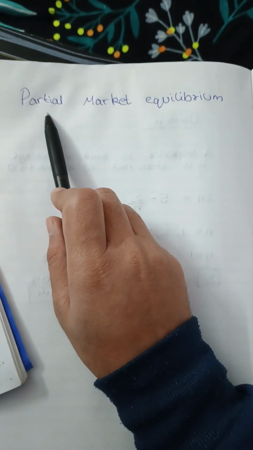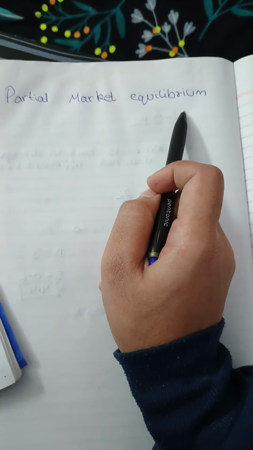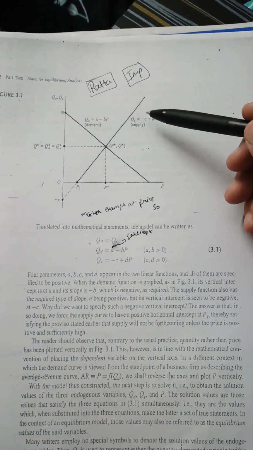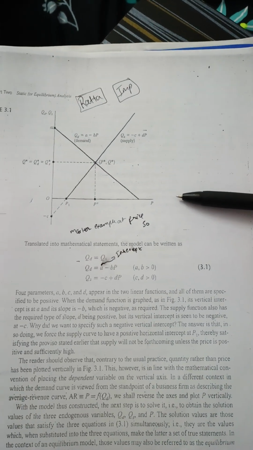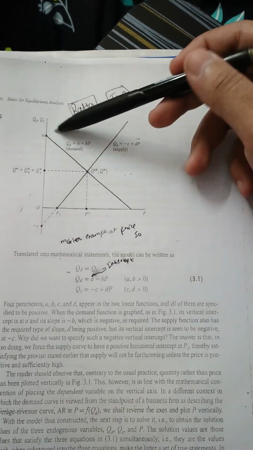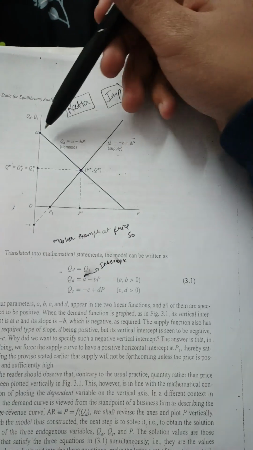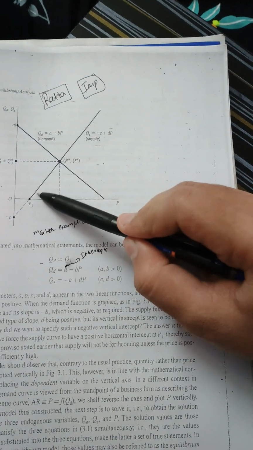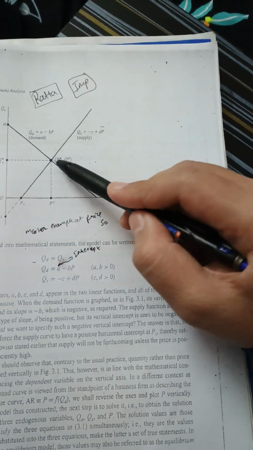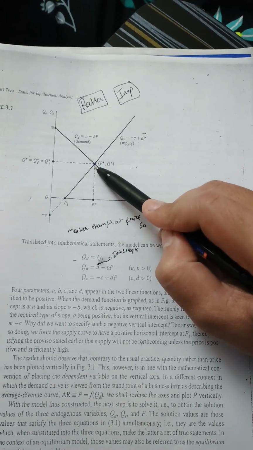So today we are going to do partial market equilibrium, a linear model. Before understanding this, let us understand this graph first. Basically this is a demand and supply curve graph where the demand and supply curves intersect here. We know that the demand curve is always downward sloping and the supply curve is always upward sloping, and the point at which they intersect is known as the equilibrium point.